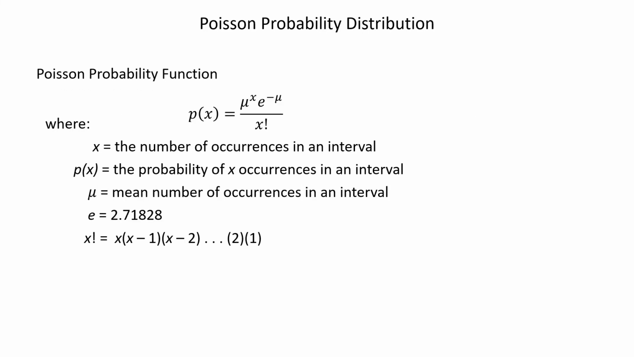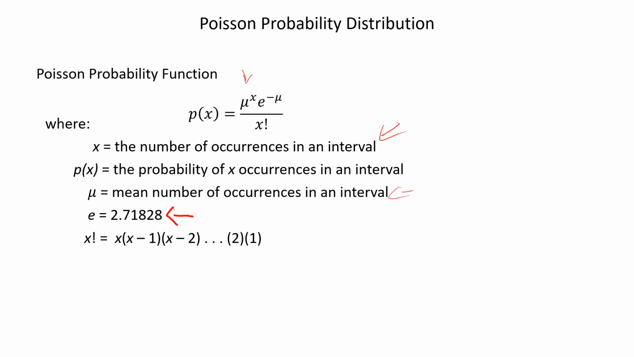The formula for this distribution is U, where U is the mean number of occurrences in an interval. So in my example, let's say we had 10 vehicles on average during that period of time. So the mean here would be 10. And that's to the x power, where x is the number of occurrences in an interval, times E. E is a constant here, and that's to the negative mean power.